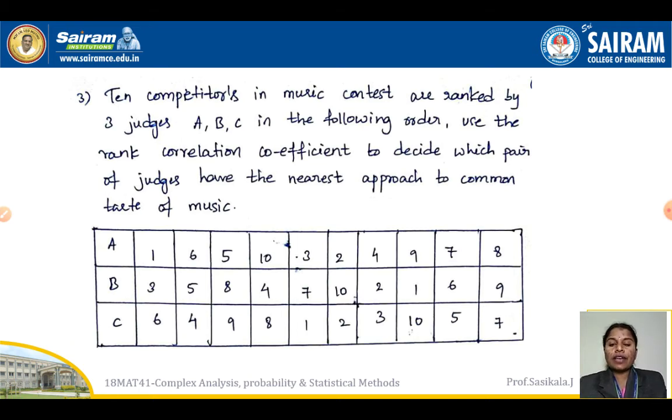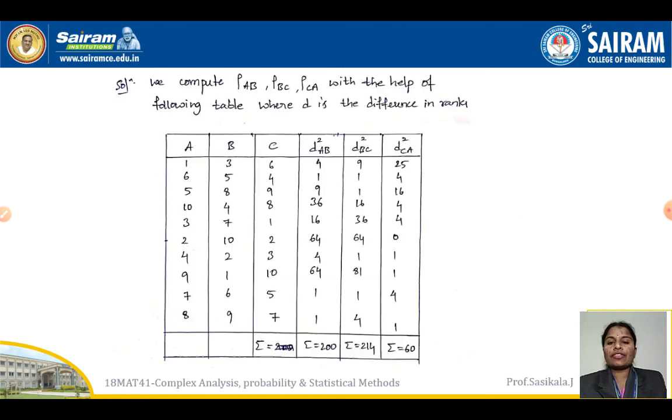The three judges' ranks are given here. It is already in rank form. So we are going to find which pair of judges has the nearest approach. First, we are going to make combinations of the ranks, find three results, and according to that we make the conclusion.